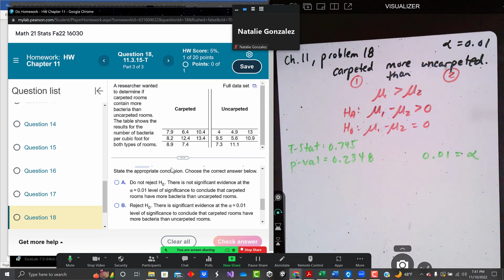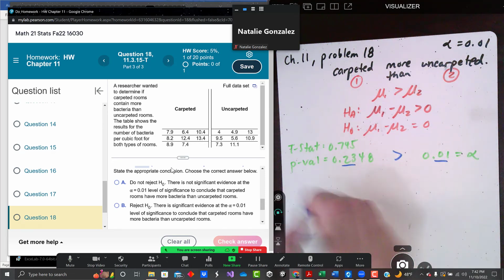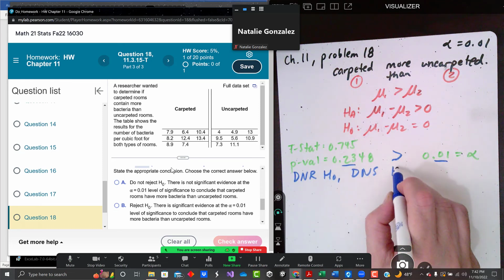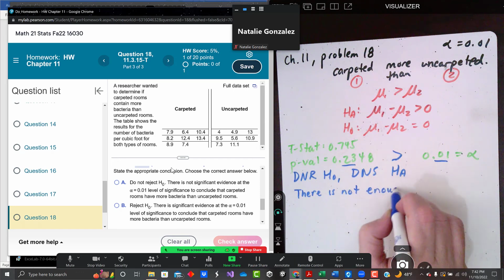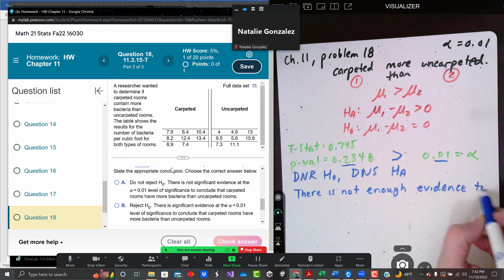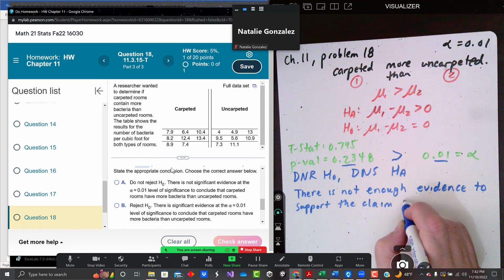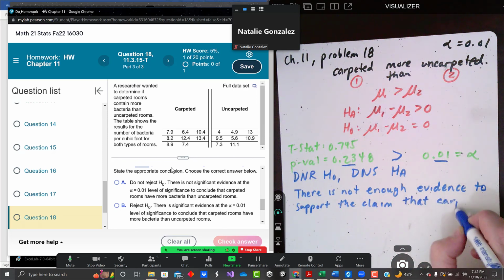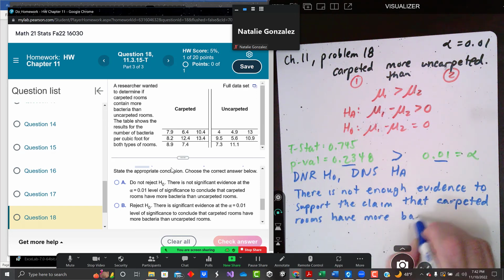Okay, so now do we want our conclusion? So we're going to compare decimals. 0.23 is larger than 0.01. So the p-value is not too low. So we do not reject H naught. We do not support HA. Which means there is not enough evidence to support the claim that carpeted rooms have more bacteria than uncarpeted rooms.